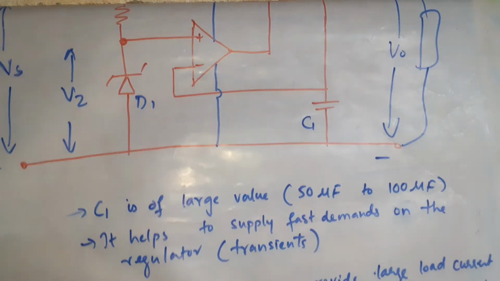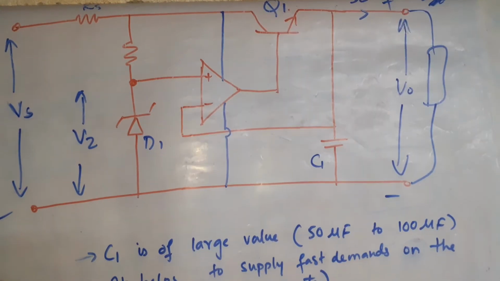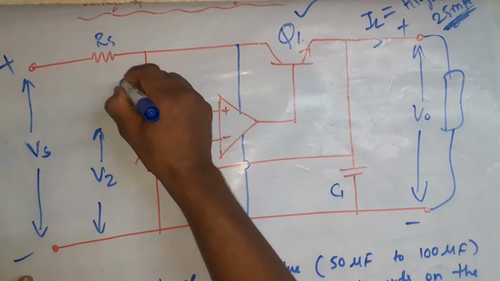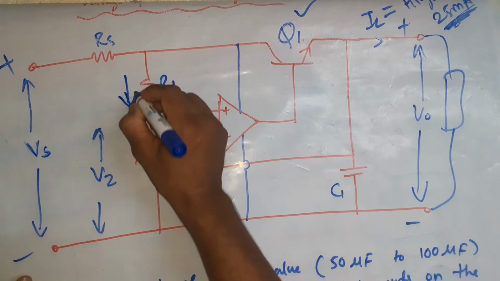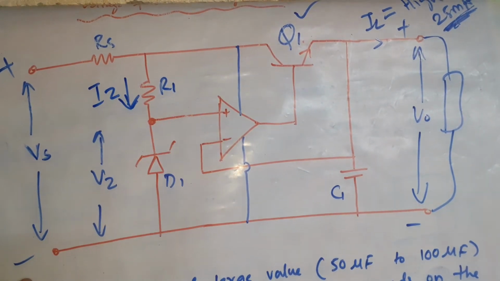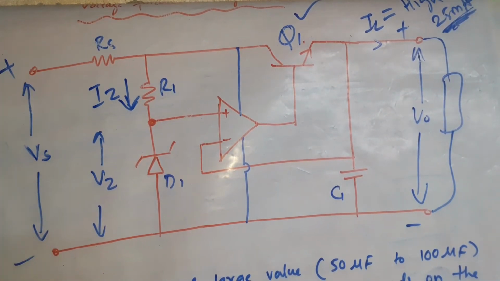Okay, and what else is remaining? I missed one value here. This is our R1, right? And the current which is flowing through R1 is IZ, correct? I can call it IZ because this current is going into VZ, right?